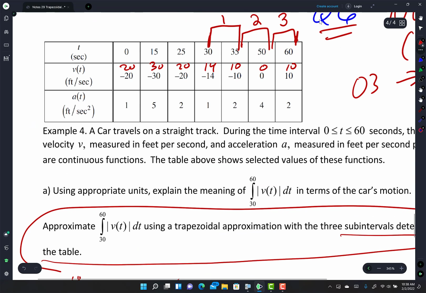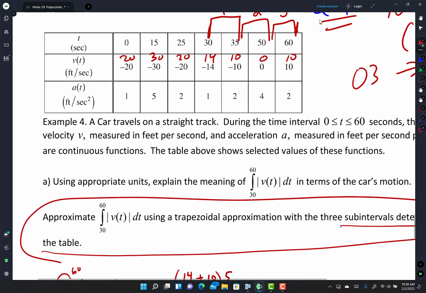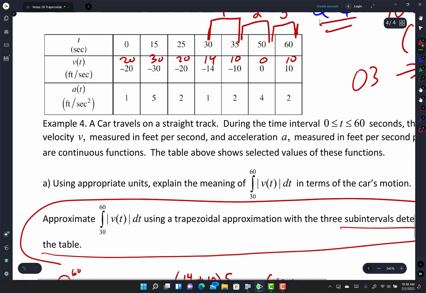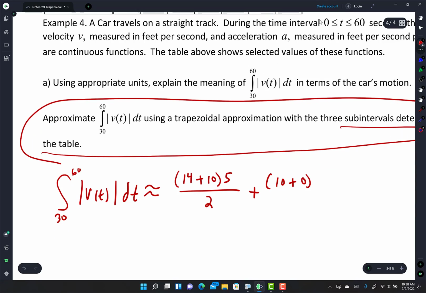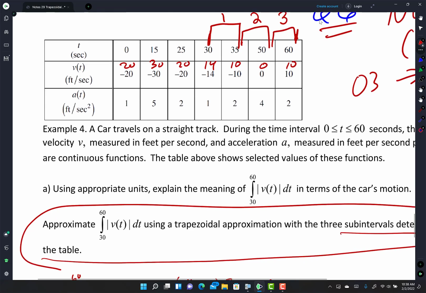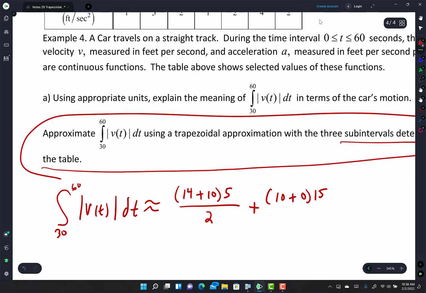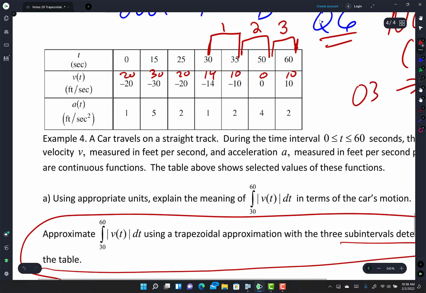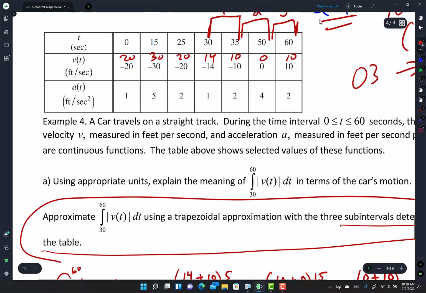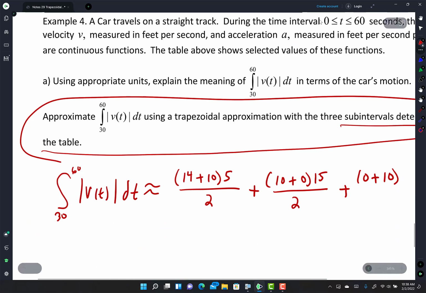Okay, let's go to the second trapezoid. Plus, what's the second one? What am I going to use for my first base? 10 plus 0 times what? 15, the difference between 35 and 50. 15 divided by 2 plus, what's the next one? 0 again, plus 10 times 10, 50 to 60, 10, all divided by 2.